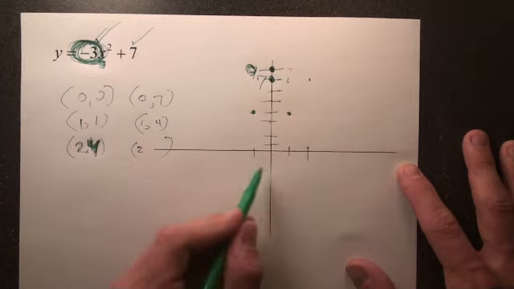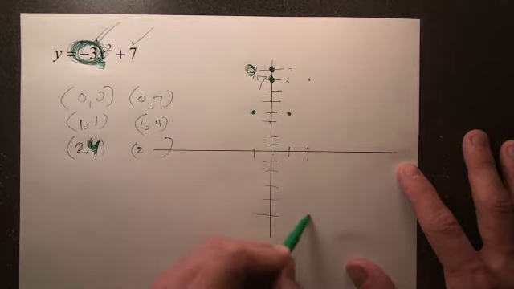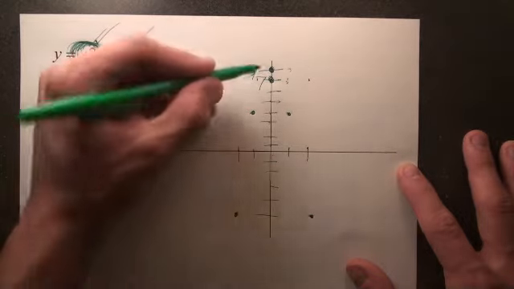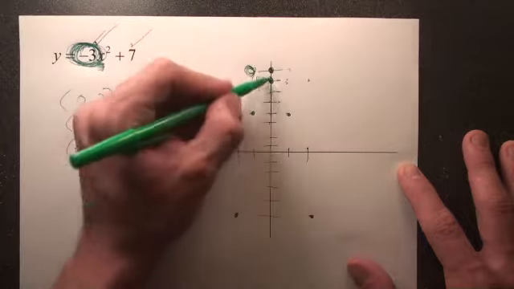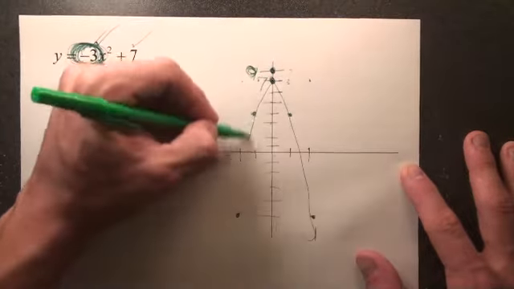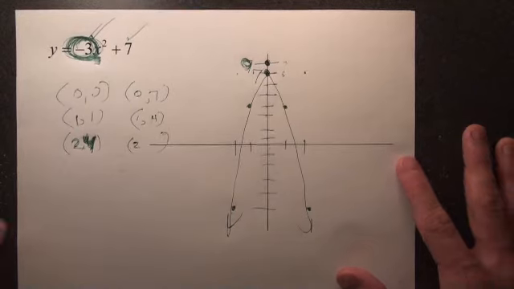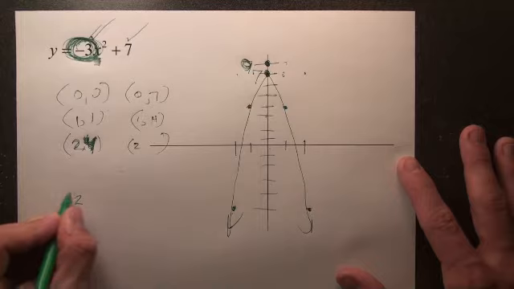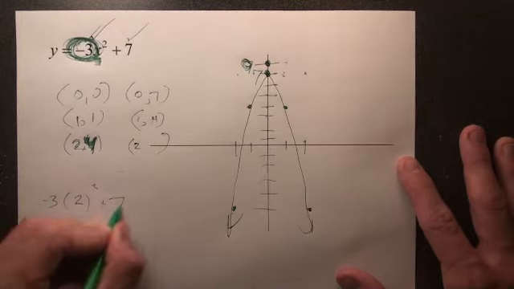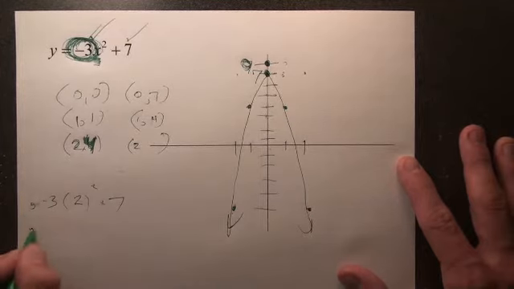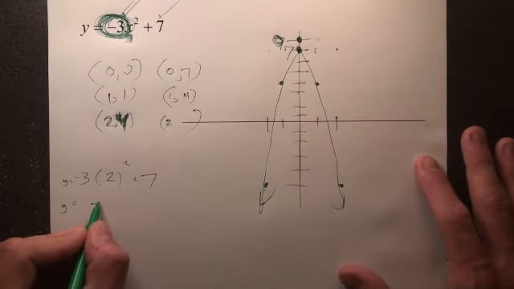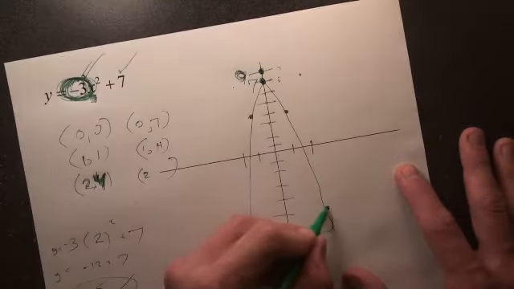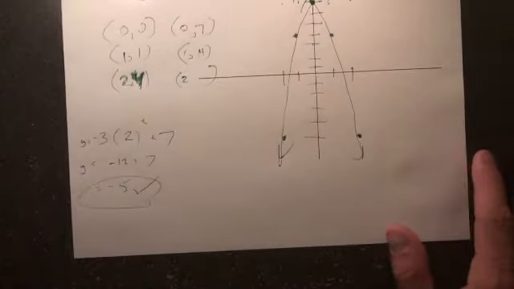Down 7. And then what? 5 more. 1, 2, 3, 4, 5 more. Alright. To the left 2. Bam. Down 12. Right. To the left 2 and down 12. There's your quadratic shape. Okay. By the way, you could have plugged a 2 in instead. Plug a 2 in for x. Alright. You're going to get y equals -12 plus 7. What is that? -5. There it is right there. Okay, so it still works out.